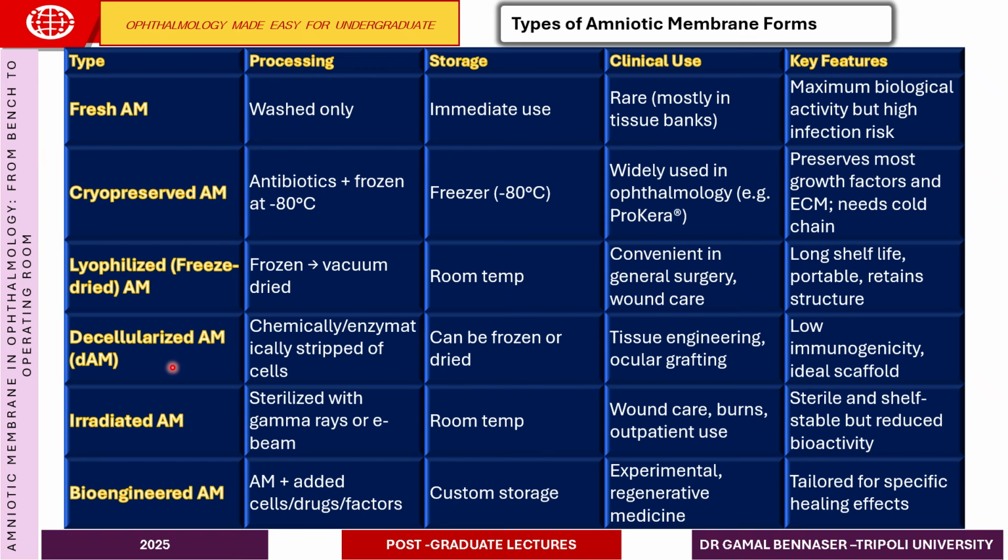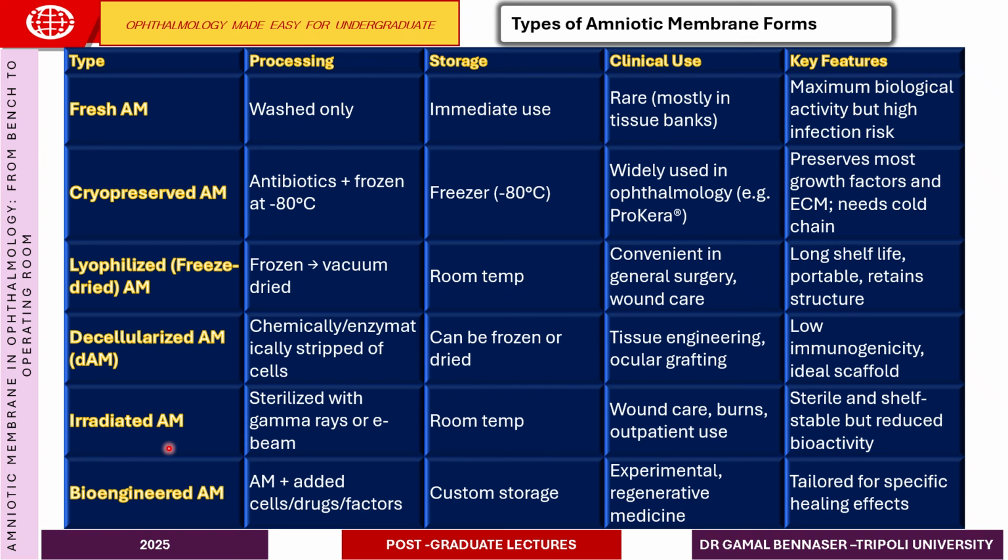deficiency. The other one is the irradiated one, which is irradiated usually, commonly by gamma irradiation or by what's known as E-beams. The advantage is that it makes it suitable for storage at room temperature, and it has a reduction in the biologically active substance, but it can be used also for general purpose as well as in the eye, as in burns.